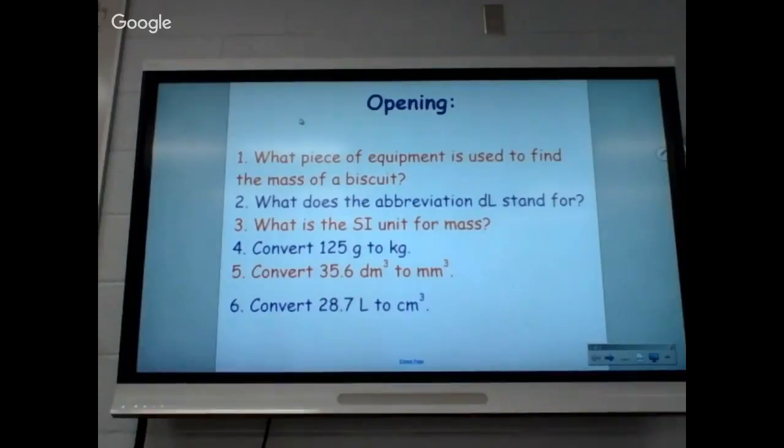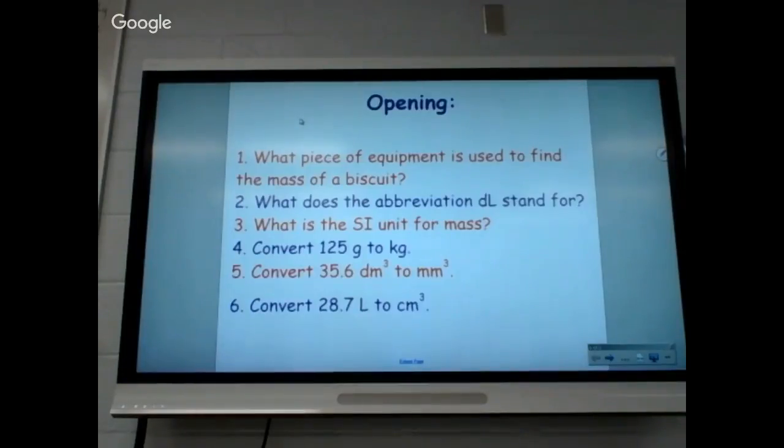What should DL stand for? Deciliter. Not to be confused with which other abbreviation? Deciliter. All right. What's the SI unit for mass? Kilogram. What do you suppose most people want to pick on the test? Gram. Yeah, they want to pick gram a lot, so don't get that one confused. All right, that one's a kilogram.